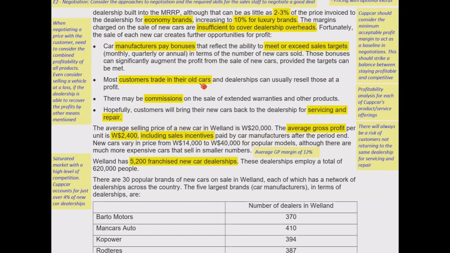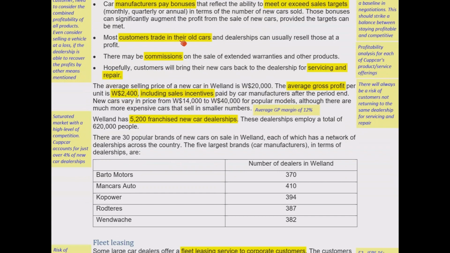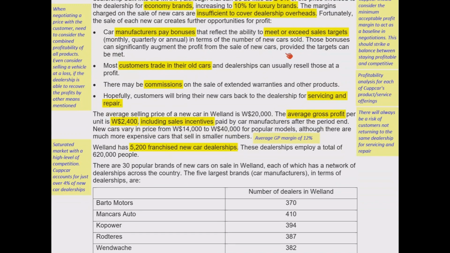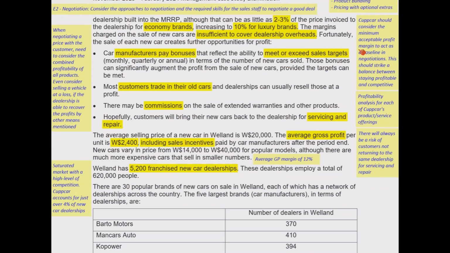Many customers trade in their old cars. So this is where we start thinking about the fact that dealerships do sell used cars, some of which come from the customer bringing in their old car and using it as a part exchange. Now, obviously, when we think about negotiating a sale of a new car, the value that the dealership would give for a part exchange of a customer's old car is all part of that negotiation. So that's another element to consider when we think about the sale of a new car, which might partly be paid for by part exchange of a used car.